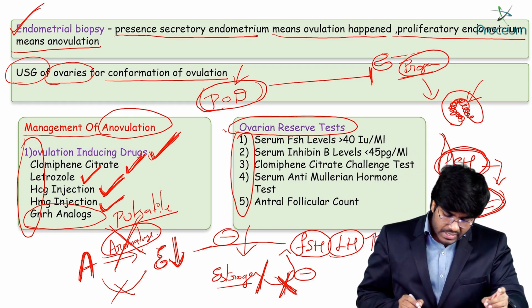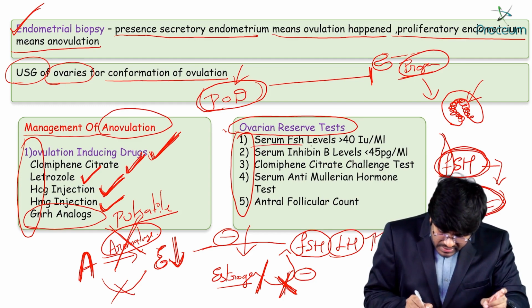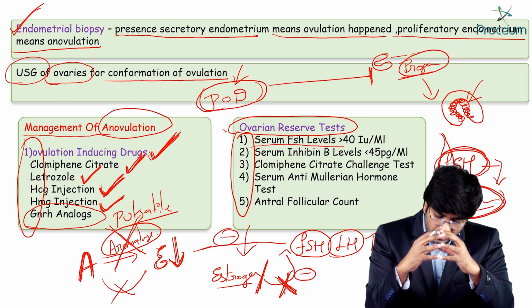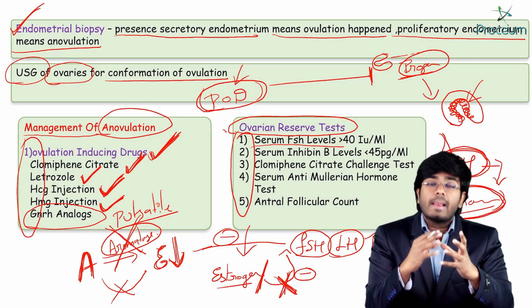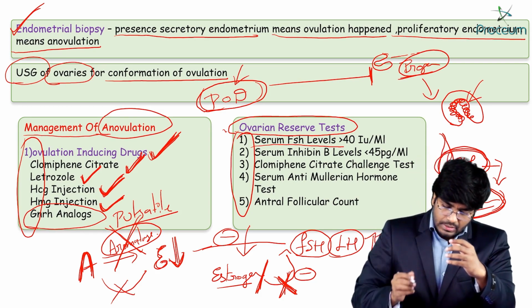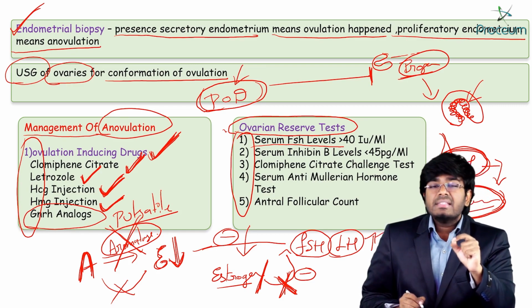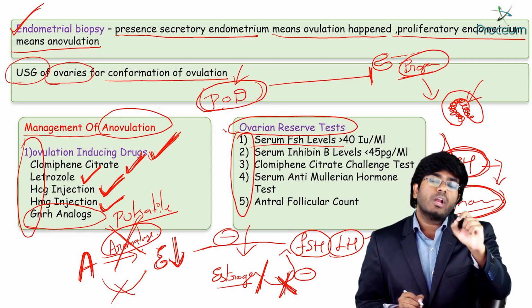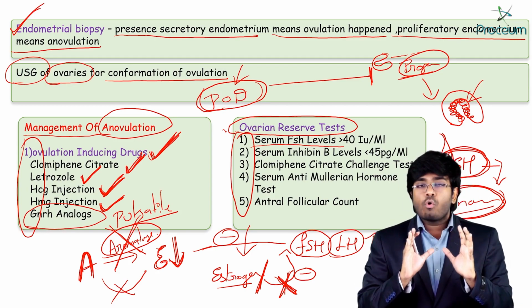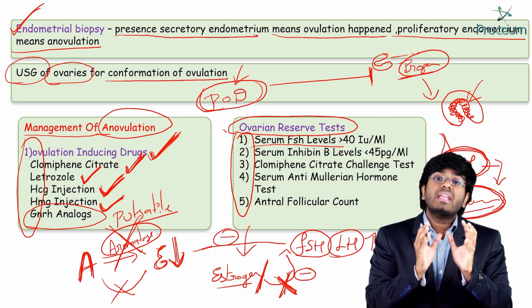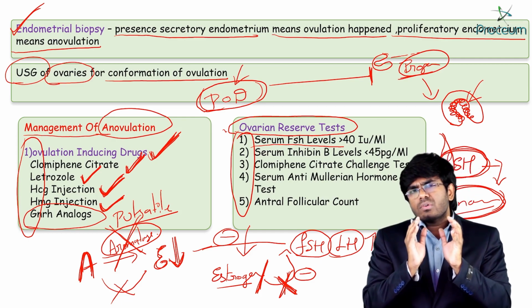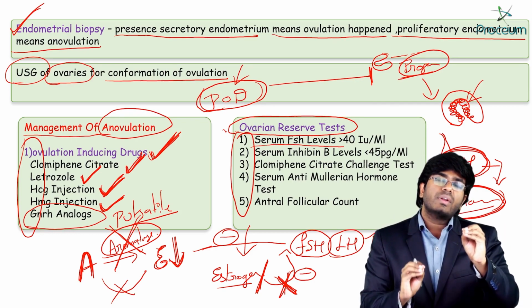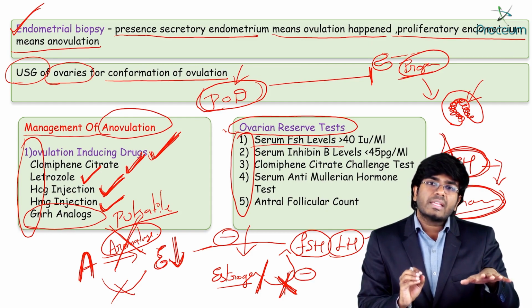For example, serum FSH levels. Guys, please concentrate. Serum FSH levels more than 40 international units per ml. What do I mean by this? Usually, estrogen should give negative feedback on FSH. Just think logically. When the ovaries are functional and have enough ovarian follicles, these follicles will produce estrogen, and this estrogen gives negative feedback to FSH. So FSH levels are kept in check.